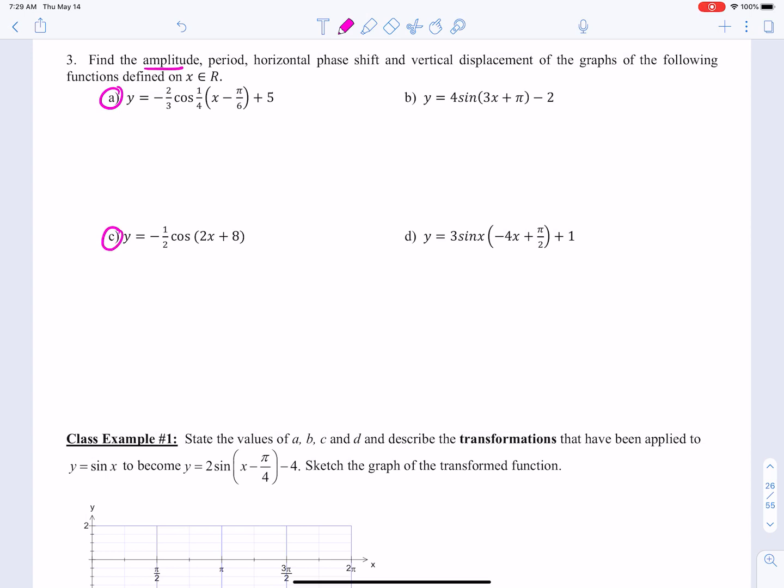So we're asked to find the amplitude, period, horizontal phase shift, and vertical displacement of the graphs of the following functions. Amplitude is simply my A value, period is equal to 2 pi divided by B. So I'm just going to clean that up. My B value here, even though there's not a bracket, we can assume there's a bracket here if it helps. It's going to be 2 pi divided by 1 over 4, which is equal to 8 pi.